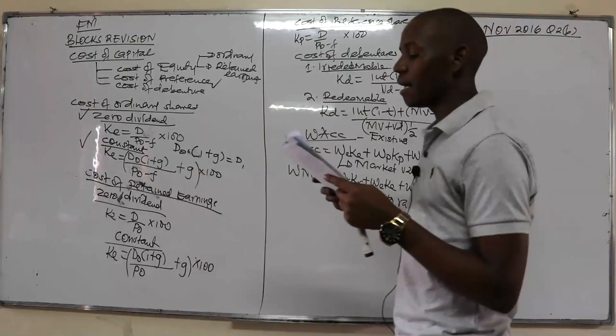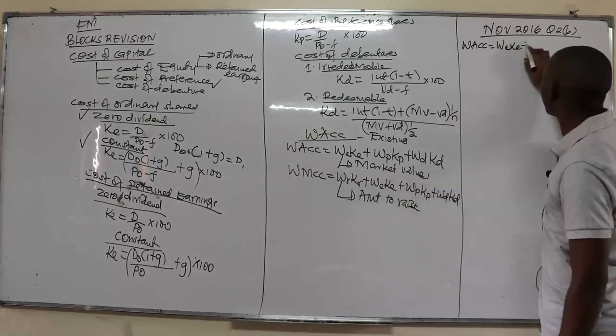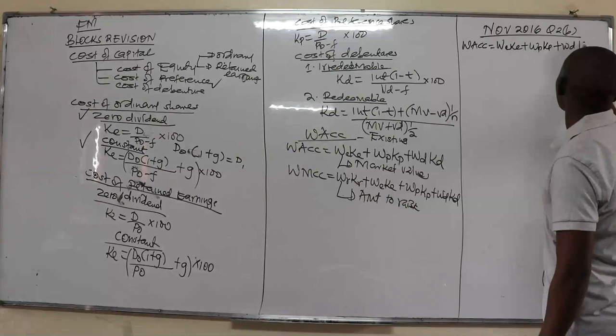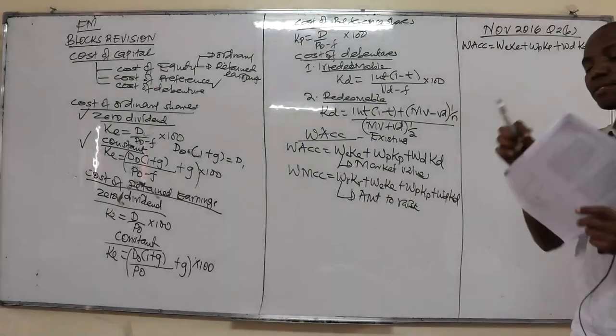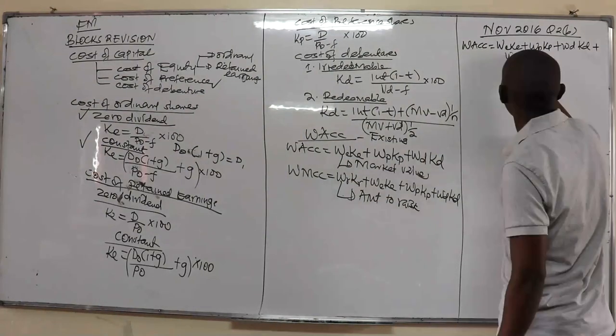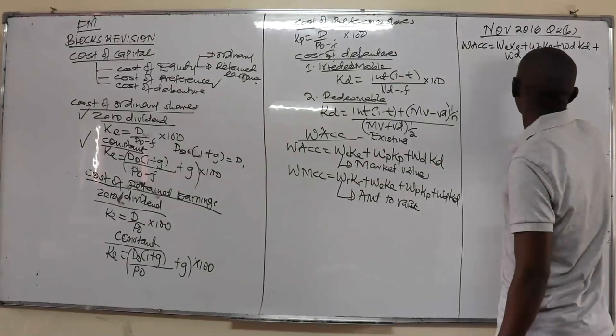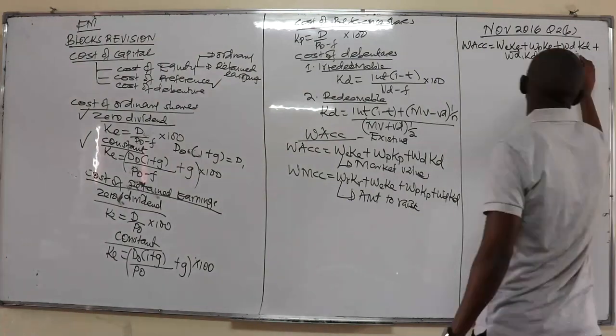And to get the WACC is the weight of ordinary shares times cost of ordinary shares, weight of preference shares times cost of preference shares, weight of debentures times cost of debenture. Now, in this case also, for the debentures, since we also have the bank loan, there will also be the weight of the bank loan and the cost of the bank loan. You will also have to include that. So in that case, we'll begin by looking at the costs.